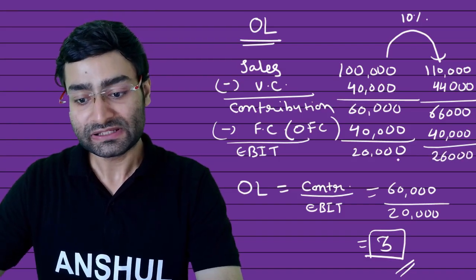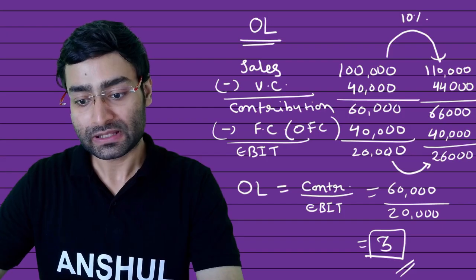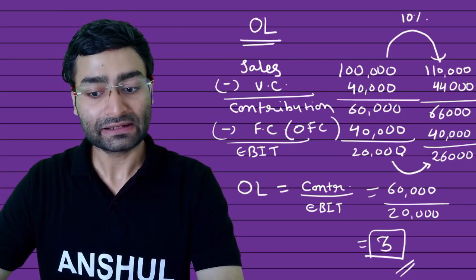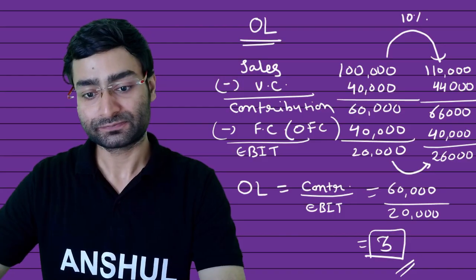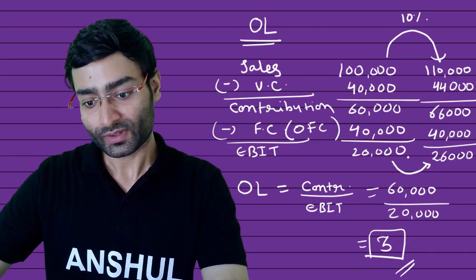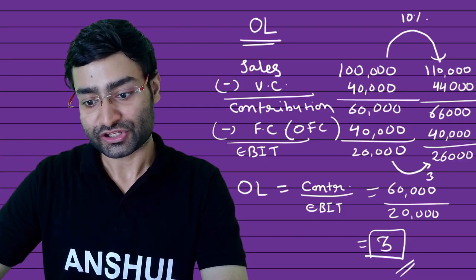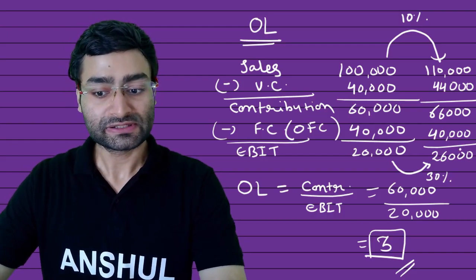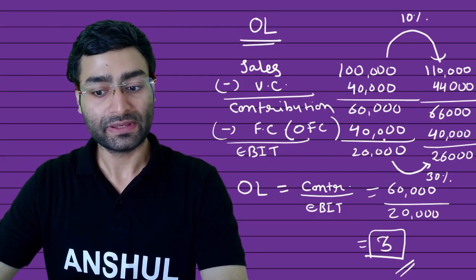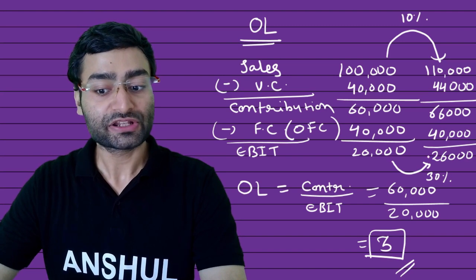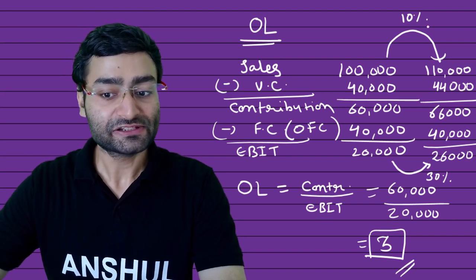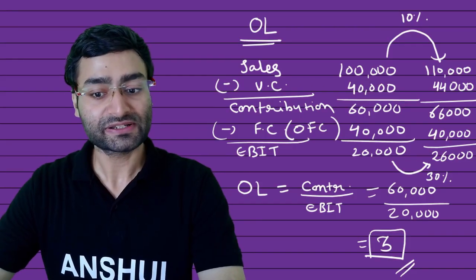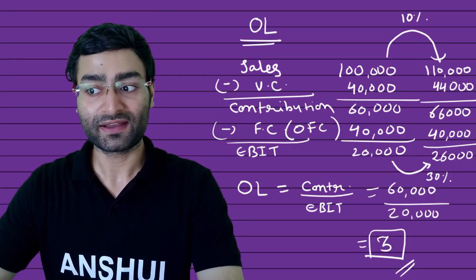And if you see the percentage change between the two EBITs, you will get 30% change. EBIT went from 20,000 to 26,000, a 30% change has come, but sales changed only by 10%. Sir, why has EBIT changed by 30%?